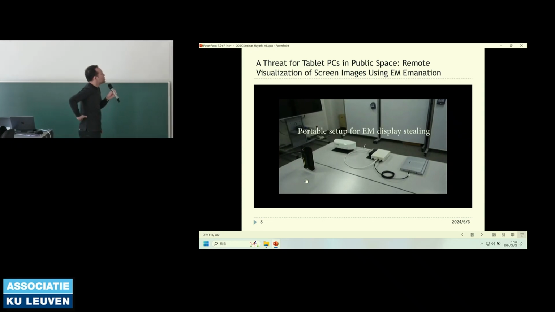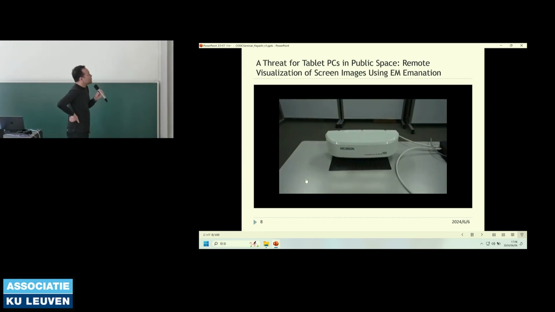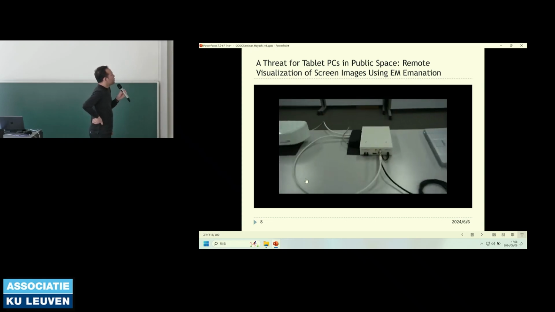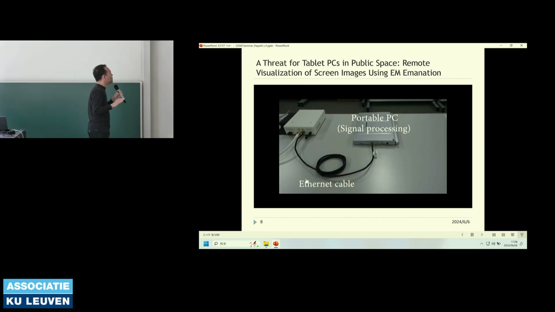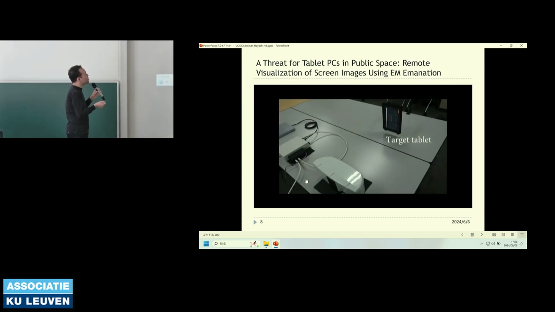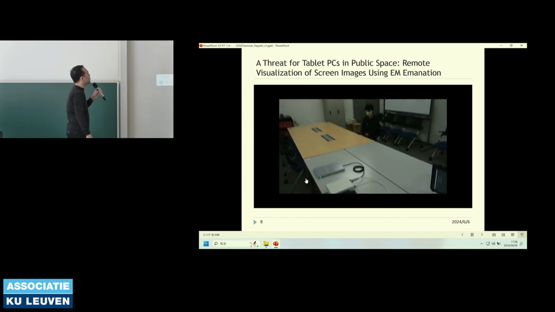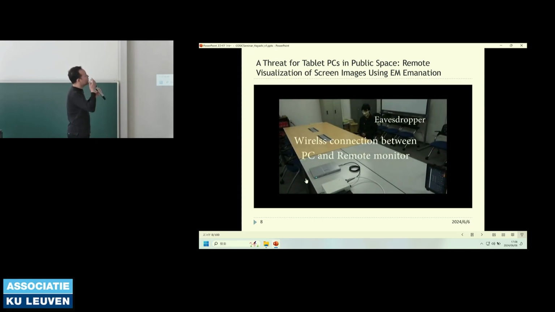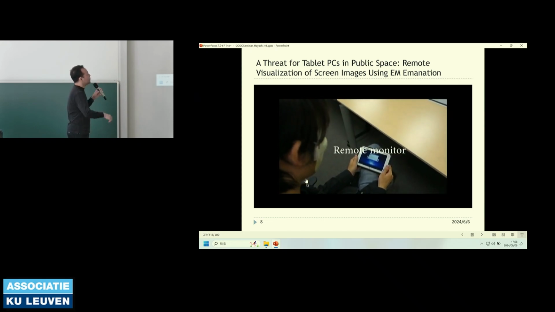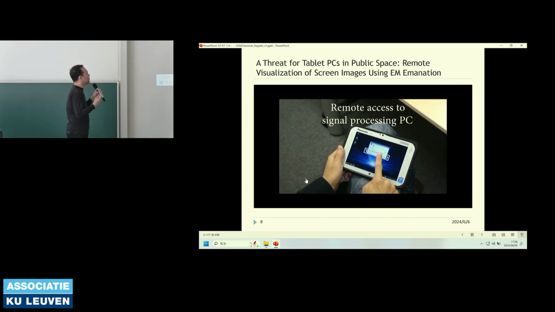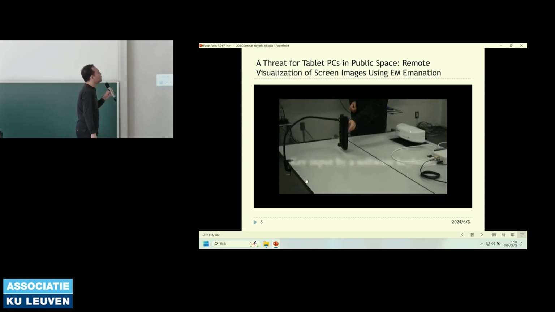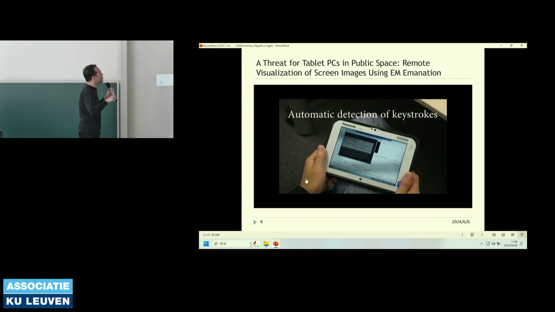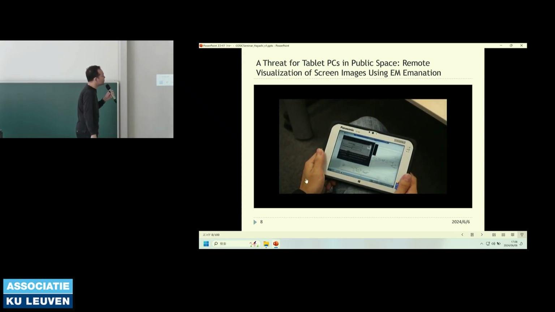Attack the tablet device. This is a TV antenna. This is a USRP. This is a normal PC. We connected them to each other. We observed the EM emanation from the tablet, and then we analyzed the measured EM. Finally, we get the display screen image in real time. In this attack, we can observe the input key by using a software keyboard like this.